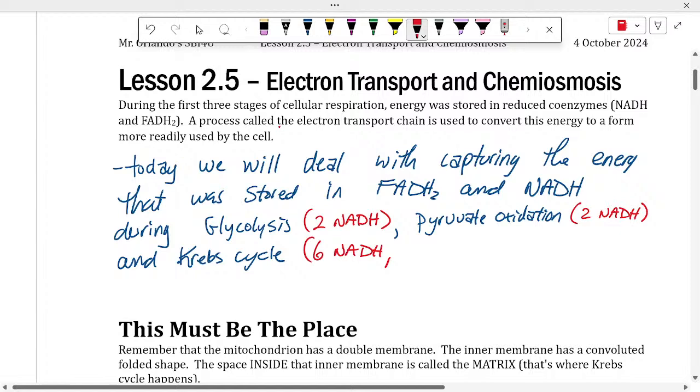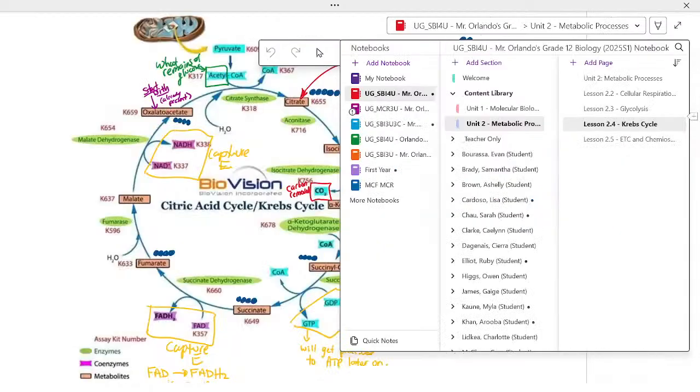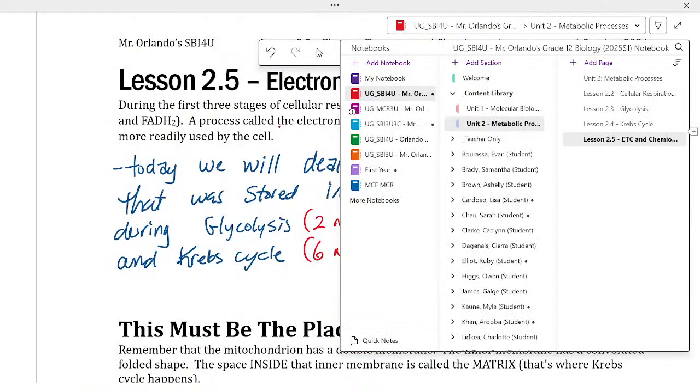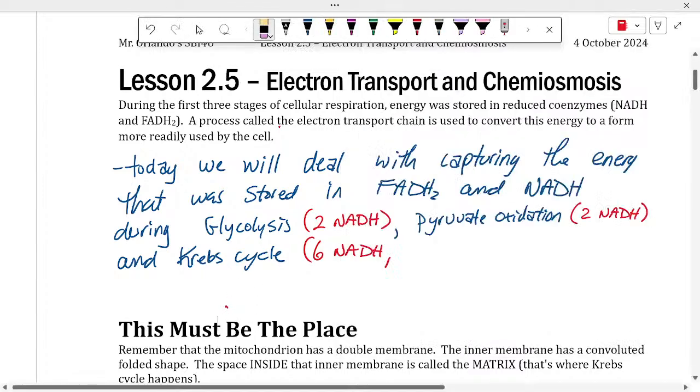And then how many FADH2s did we get during that? We get FADH2 just once when succinate gets dehydrogenated into fumarate. So we get 1 FADH2 per cycle. And of course, how many cycles per glucose? 2, right? Both pyruvates. Well, both acetyl groups, I guess. So 2 FADH2s.